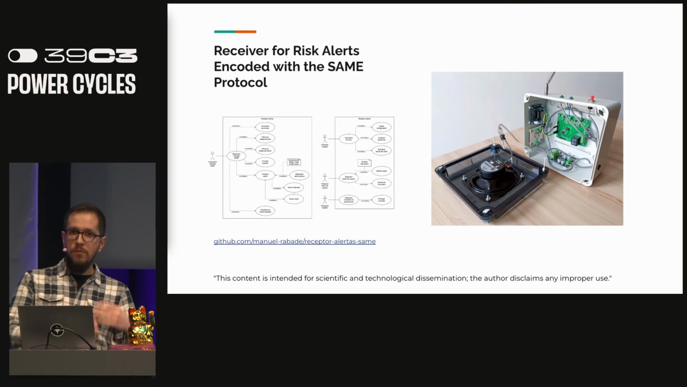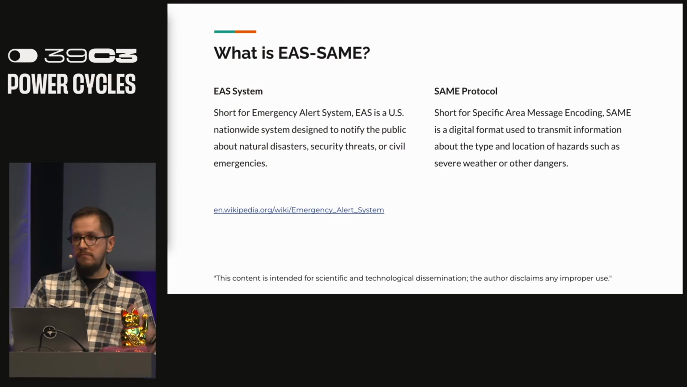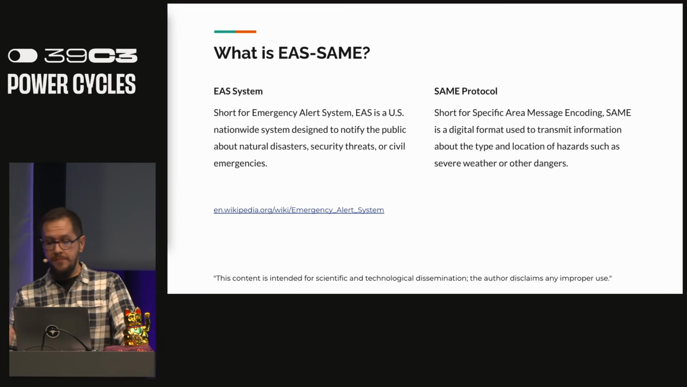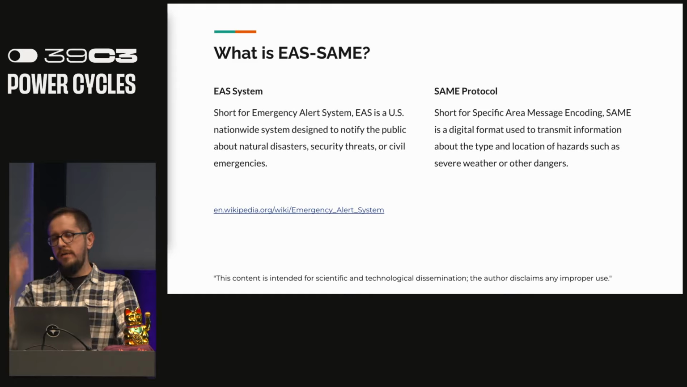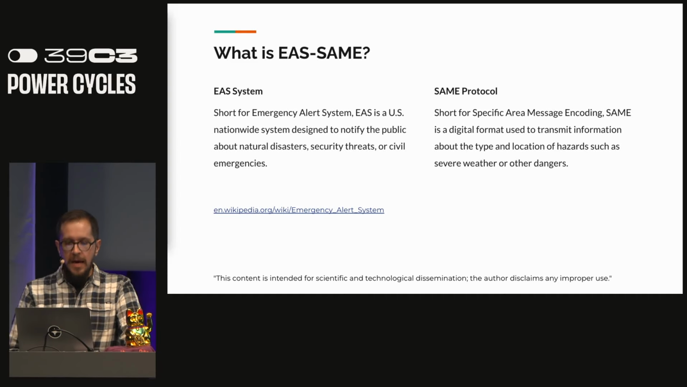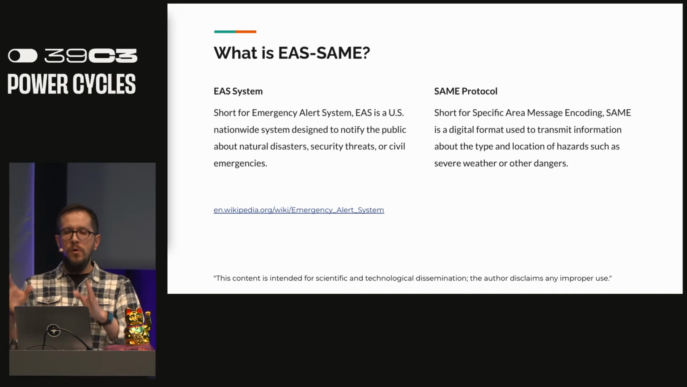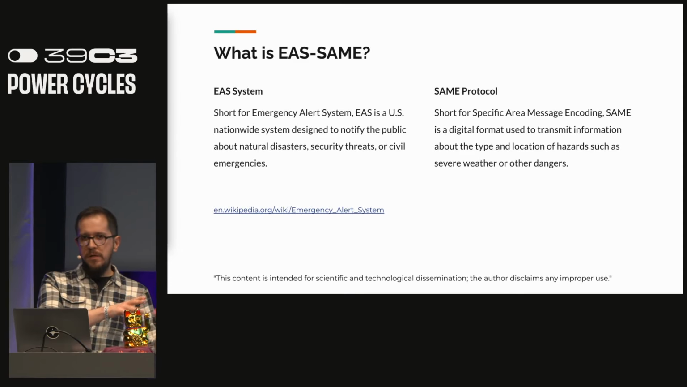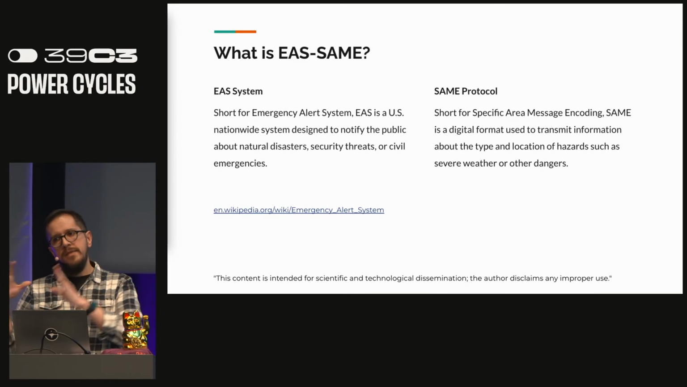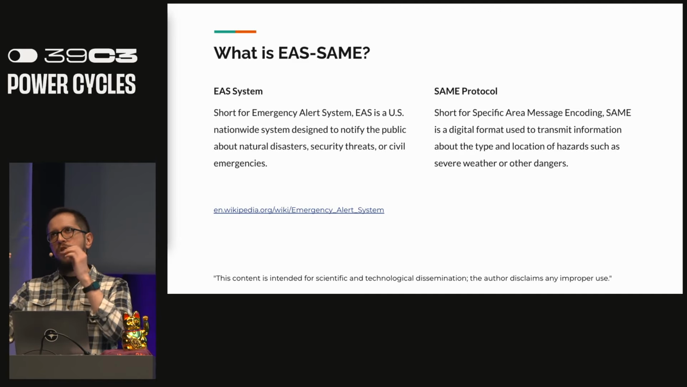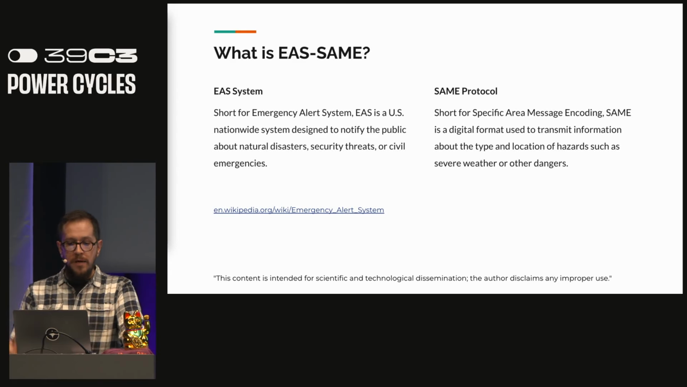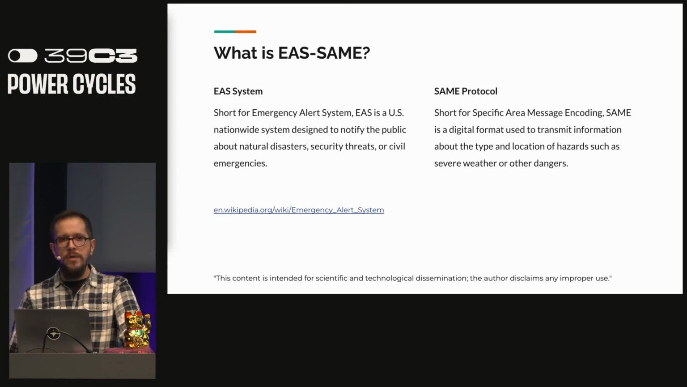But let's switch to the EAS-SAME system. What is it? EAS, in a nutshell, is the system of transmitters in the US to send public alert signals. And the SAME protocol is the protocol to send digital information. So the network of transmitters just transmits audio, and the SAME protocol is digital information over that audio channel. SAME is short for Specific Area Message Encoding.